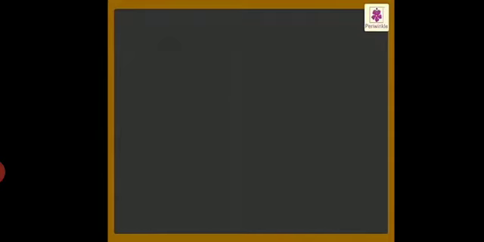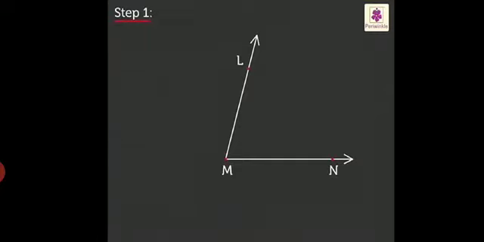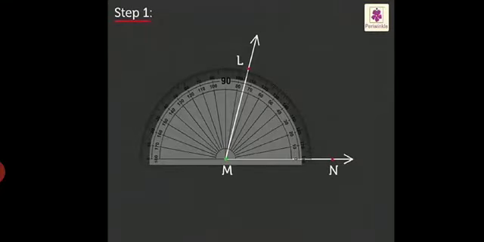Now, let's revise how to measure an angle. Measure the angle LMN. Step 1. Place the central point of the protractor on the vertex M, such that the 0 degrees line coincides with ray MN. Step 2.